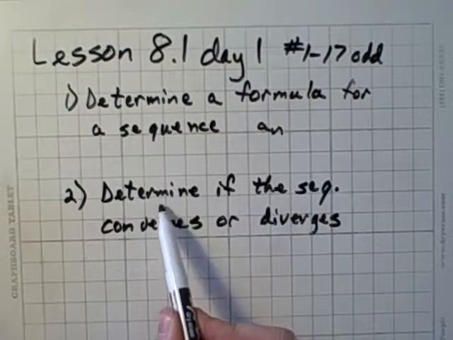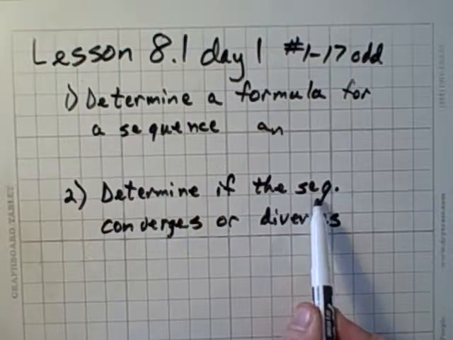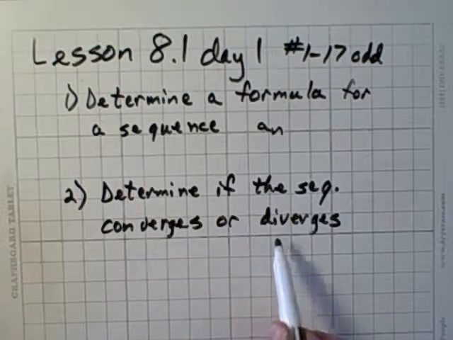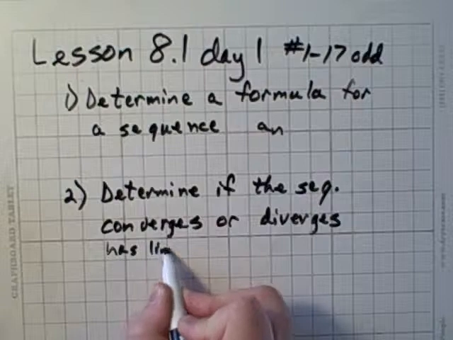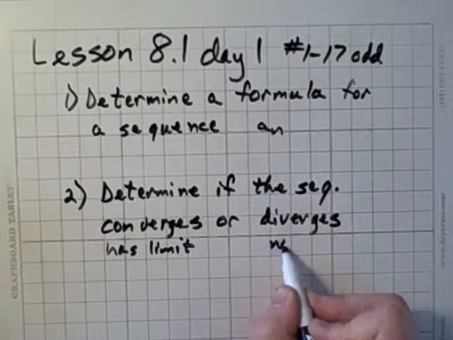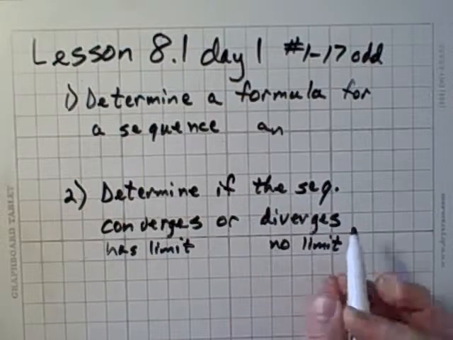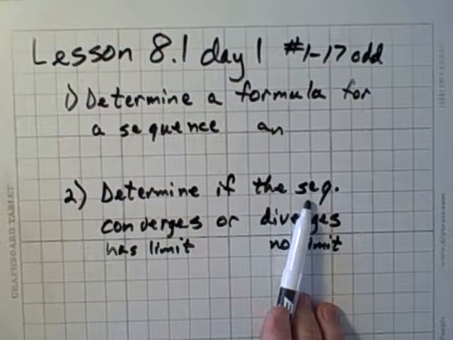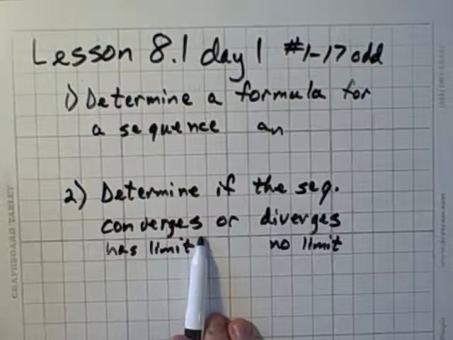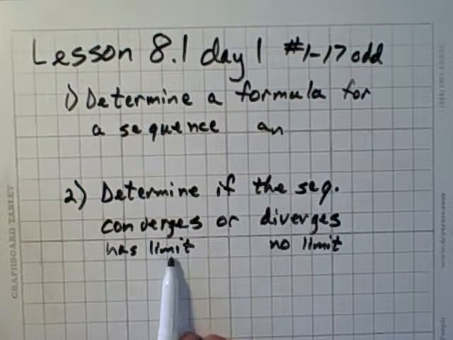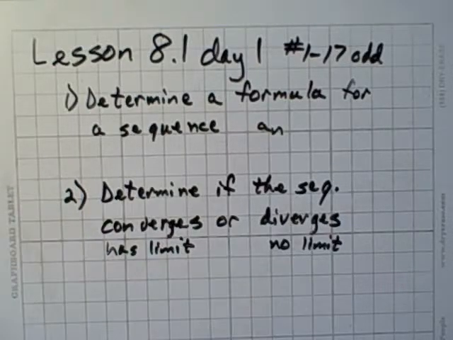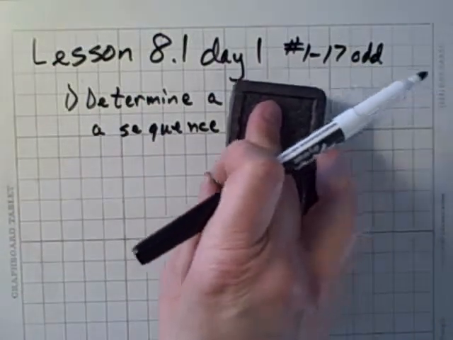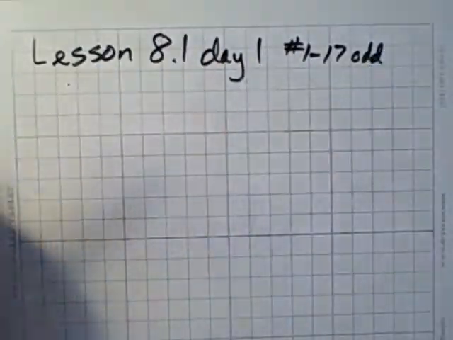The second goal of the day is to determine if the sequence, the a sub n, the pattern, converges or diverges. Converges, of course, means it has a limit, and diverges means there is no limit. And once again, we are referring to the sequence as a pattern, and we're trying to decide what the formula for the nth term does. Does that pattern head toward a number, or does it simply continue to infinity and not head toward a number? We'll do a few examples of each. Tomorrow we'll come back and finish the lesson.